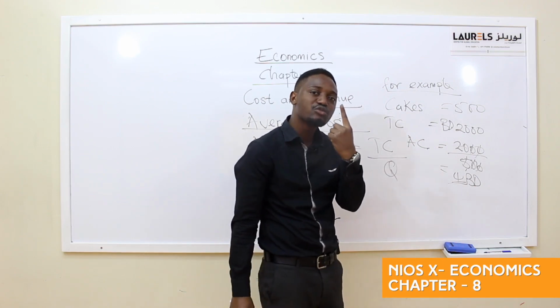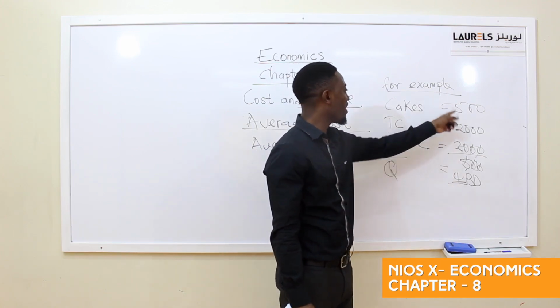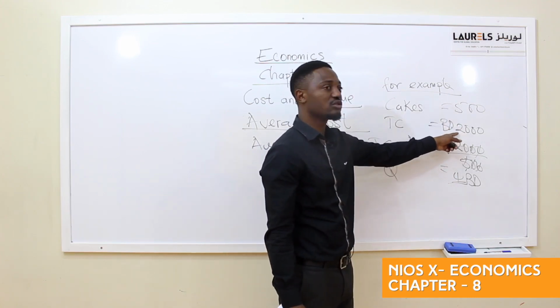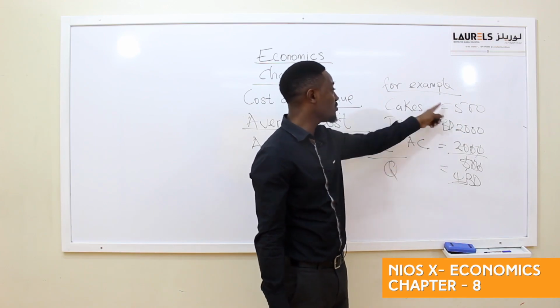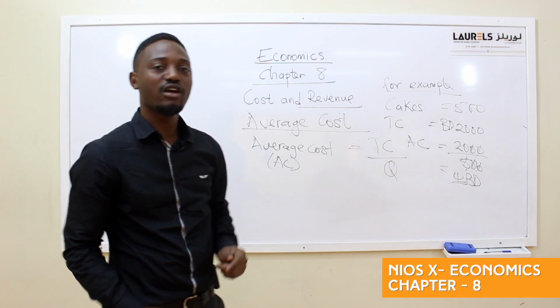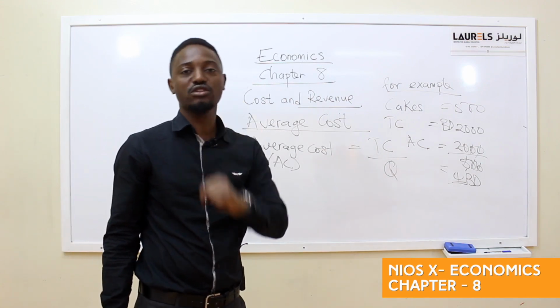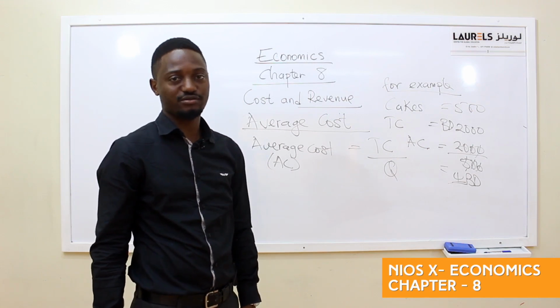The cost of producing 1 unit of an output. So we have 500 units cost us 2,000. Now, 1 unit will cost us 4 dinar. That is the meaning of average cost. Average cost is the cost of producing 1 unit of output.